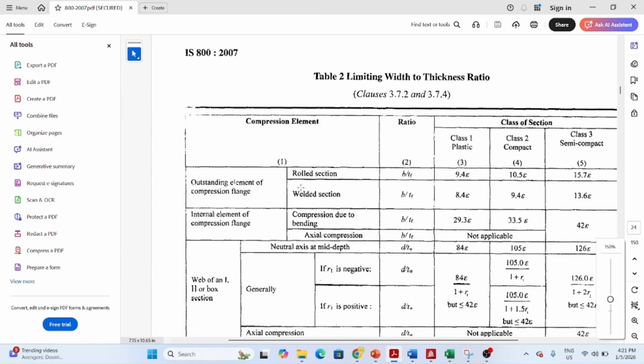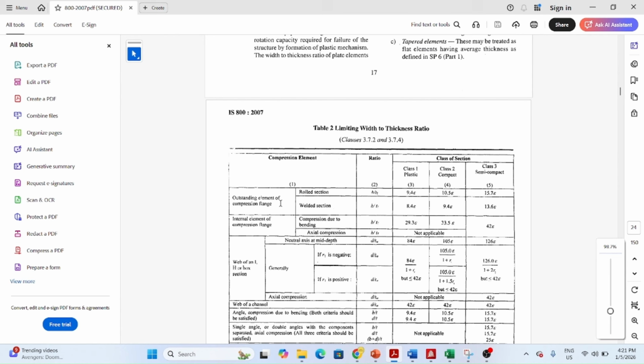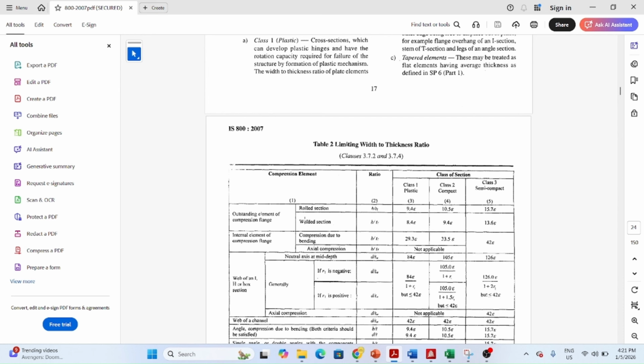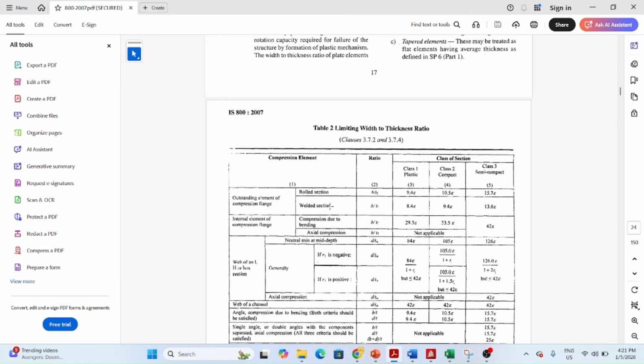In a similar manner, we will also classify the web. Once we have the web and the flange, let's say my flange is plastic and my web is also plastic, then my full section will be plastic. But if my web is slender and my flange is semi-compact, then I need to consider the section as the worst condition. Out of semi-compact and slender, the worst condition is slender, so I will consider it as a slender section. Let me show this section classification with the help of an example.